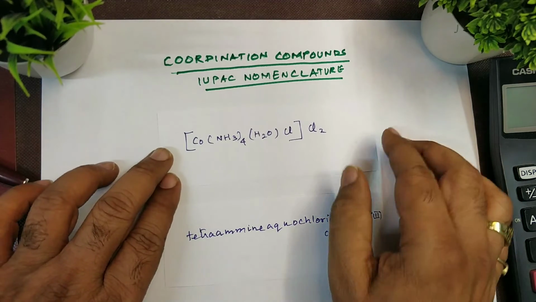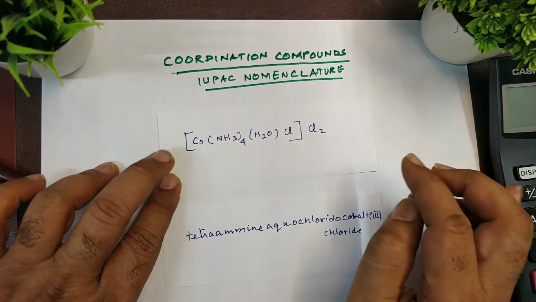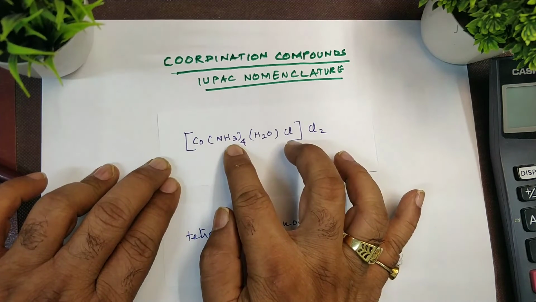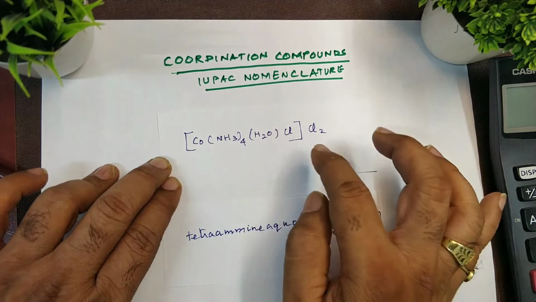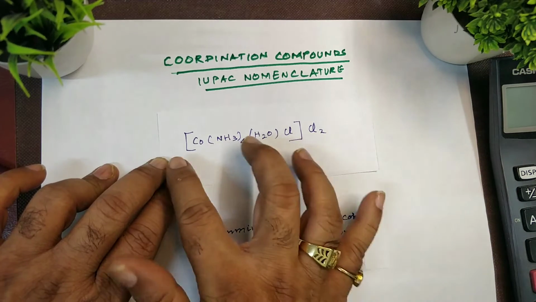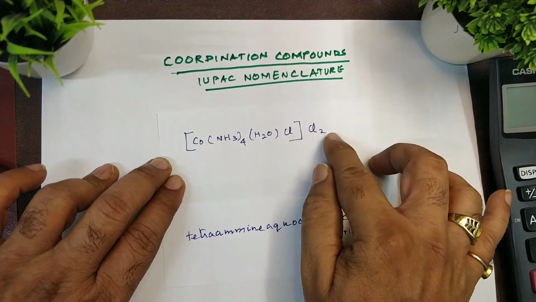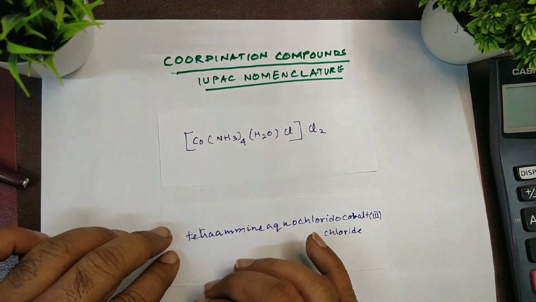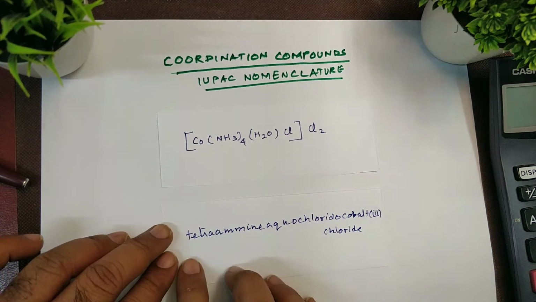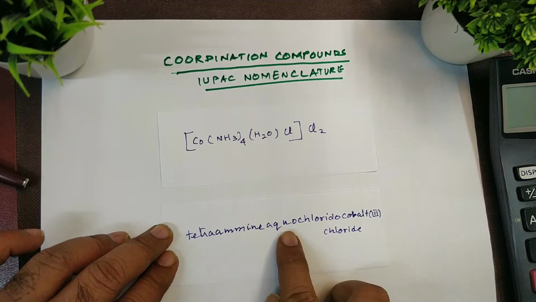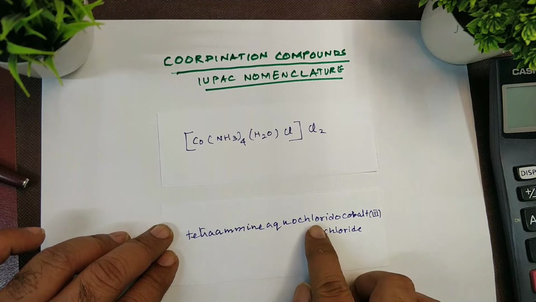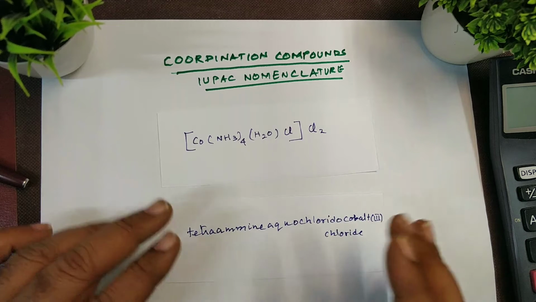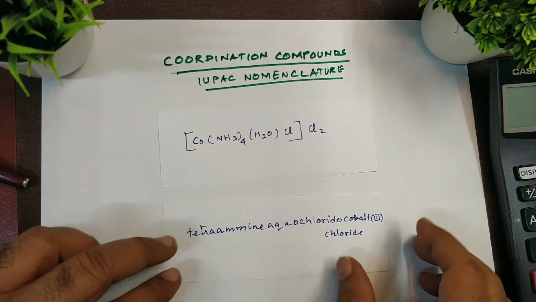Let us consider this coordination compound. Cobalt, ammonia, water, chlorine, and outside the coordination sphere you have got Cl2, that is chloride ion. How to name this compound? It is given clearly: tetraamine aquo chlorido cobalt(III) chloride. Now let us study how to name this compound.